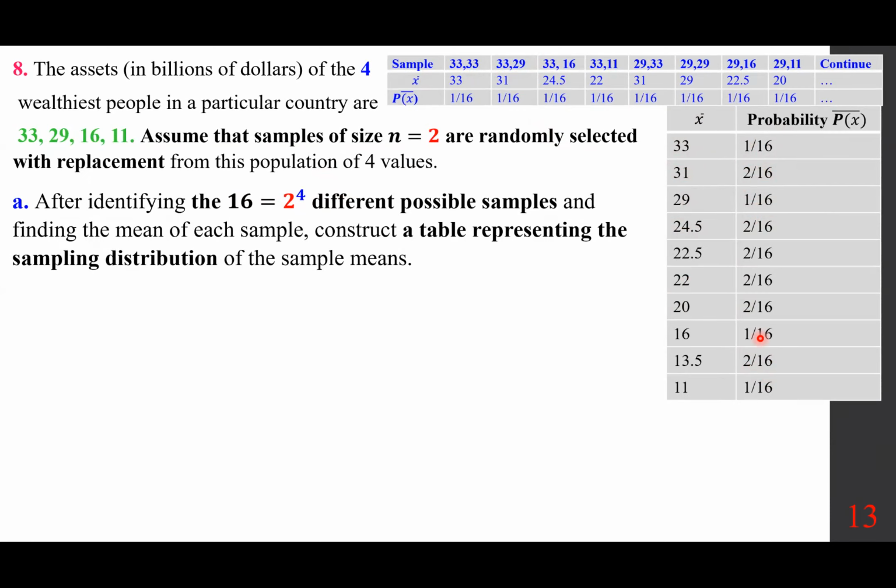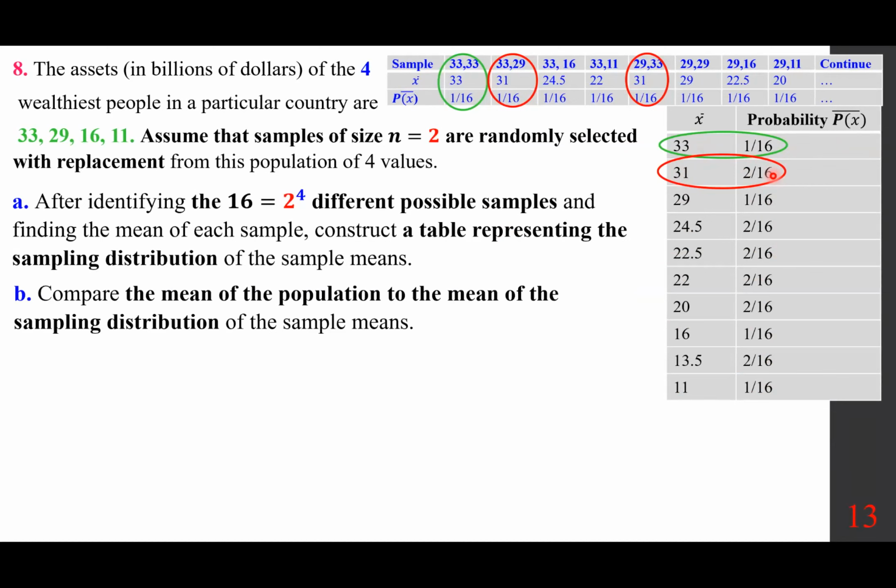And needless to say, all you have to do is add them up. They must add up to 1. That's the concept of a probability distribution. So take a look. This, as an example, is 1 out of 16. 33, 29. 29, 33. Both of them have the same average, 31. That's why it happens 2 out of 16.